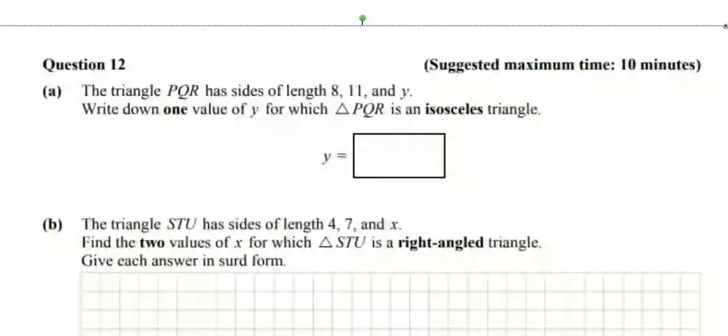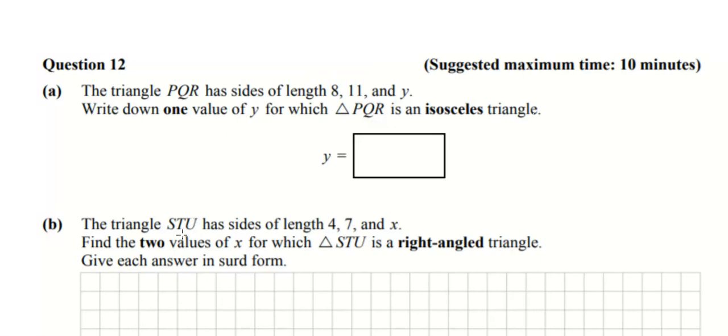Now, let's move on. The triangle PQR has sides of length 8, 11, and y. Write down one value for y for which PQR is an isosceles triangle. Well, let's draw a triangle. So it could be 8, 11, and y. So y could be 11, or it could be 8.